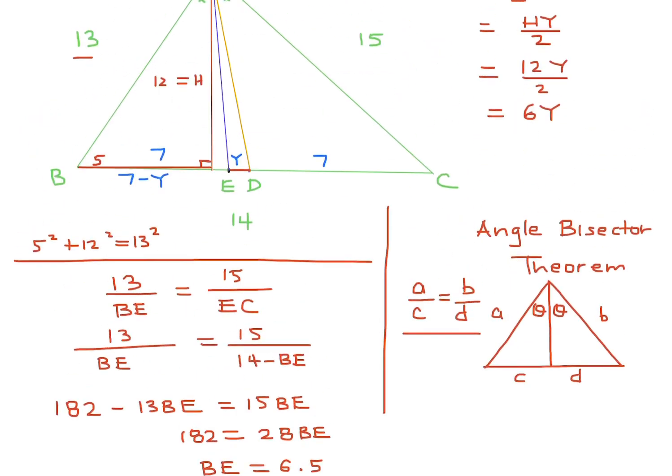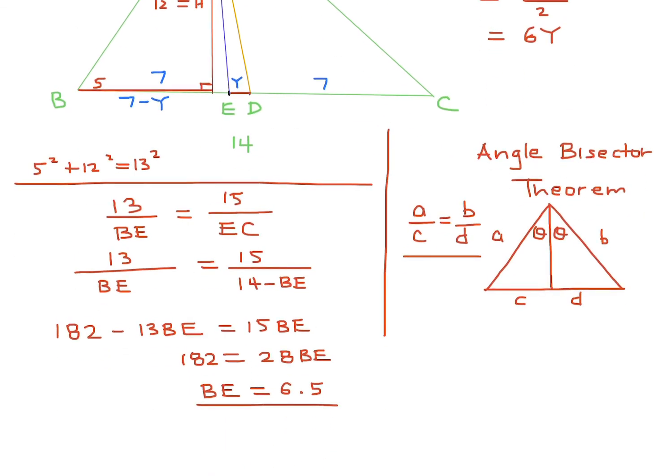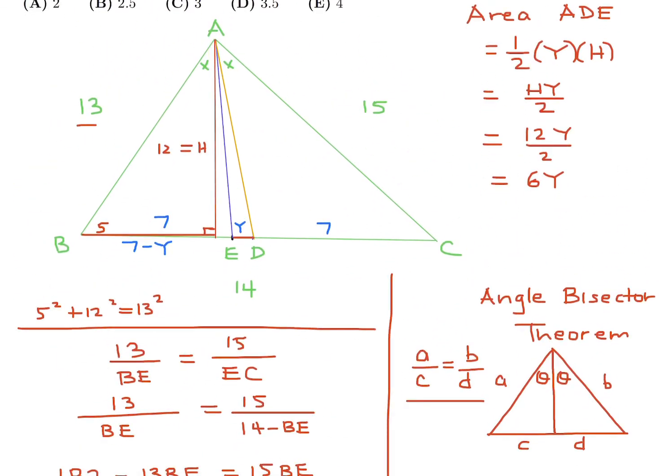All right? So, BE is equal to 6.5. Very carefully, we have to label that. From here to here is 6.5. But we know that from here to here is 5. And therefore, this has got to be the difference, which is 1.5. Like that. Okay, so I hope that makes sense there.